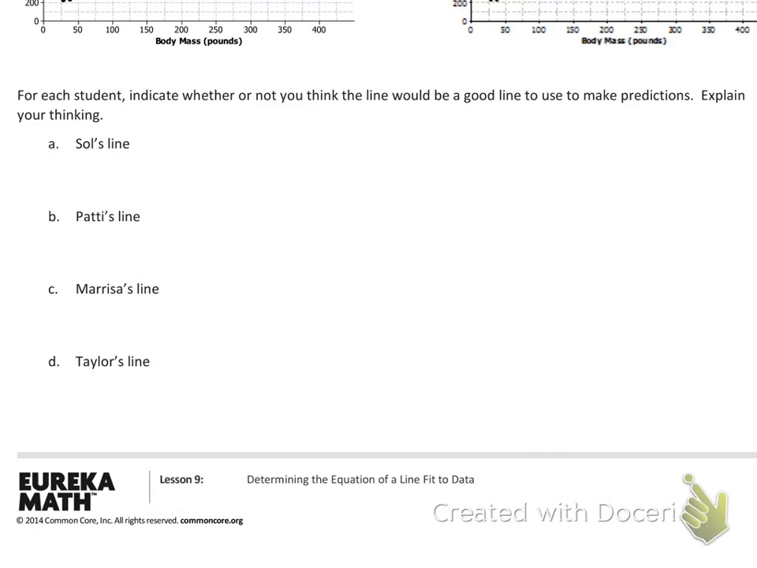So let's look at what the question says. For each student, indicate whether or not you think the line would be a good line to use to make predictions. And then give reasons for your thinking. So I'd like you to pause and work on that now. Really think about each graph and then come back and we'll talk about them.